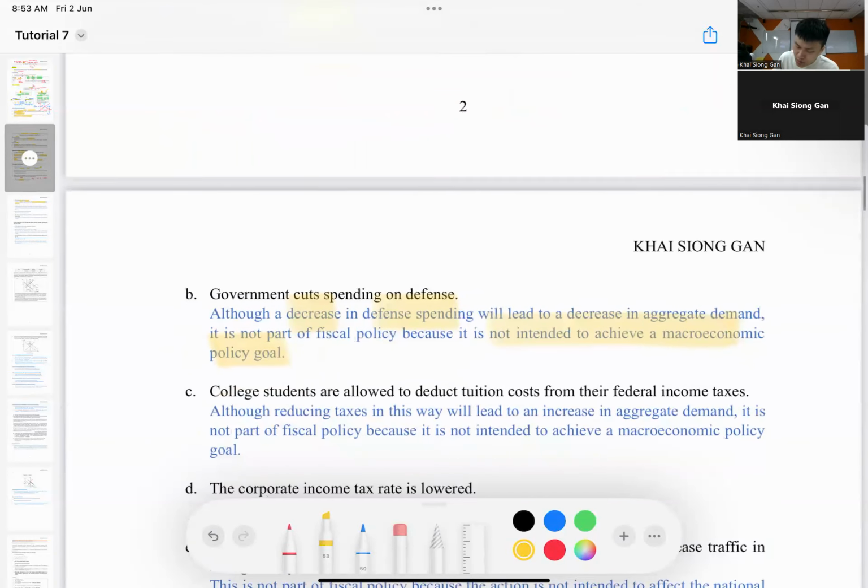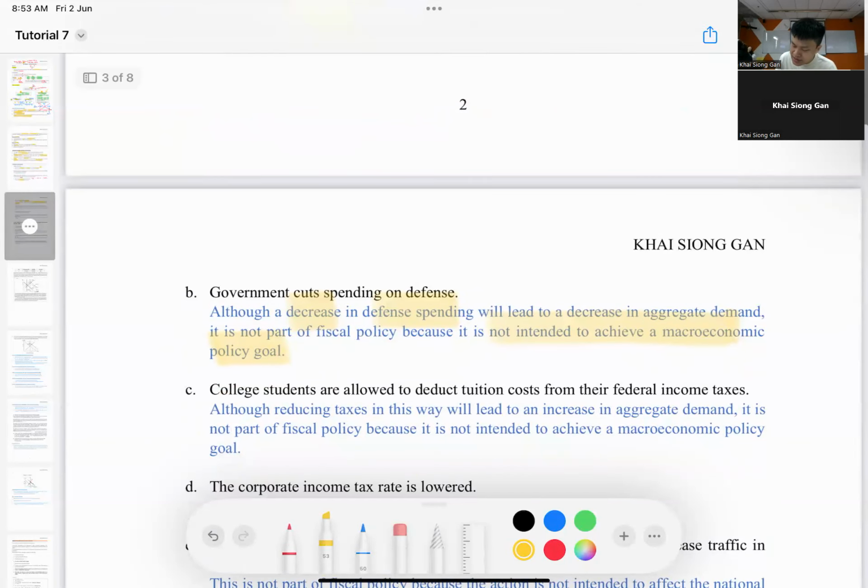Okay, the next one, college students are allowed to deduct tuition costs from their federal income tax. This is a bit like a tax rebate. So although this can lead to an increase in aggregate demand, it is still not really considered as fiscal policy. Why? Because there is no macro objective to be achieved for this one as well.